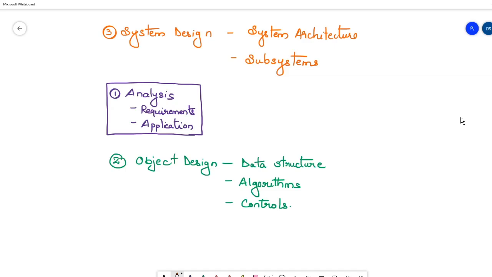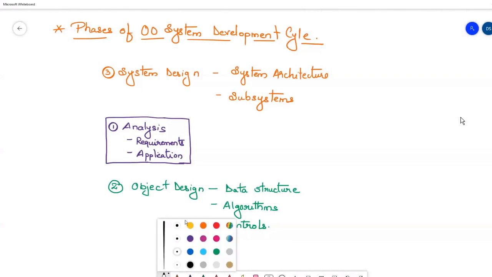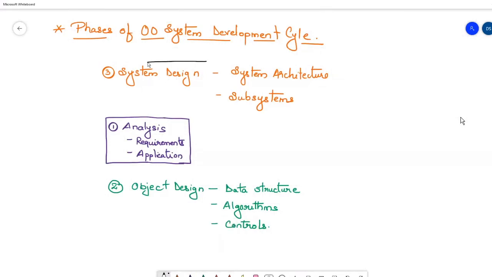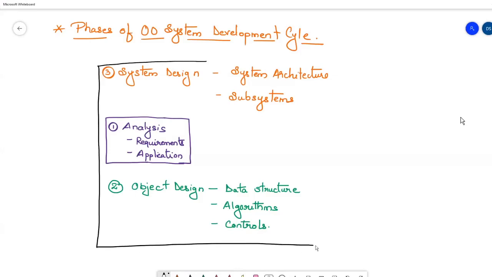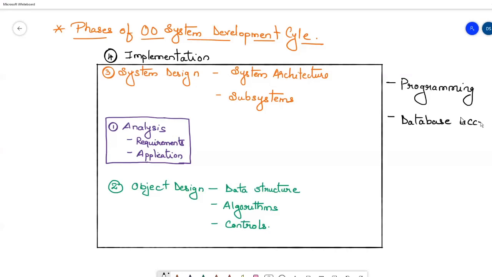Okay, so when these three phases are observed, we have the fourth phase, that is the implementation part. So the fourth one would be implementation. When all these things are ready, now in implementation, it deals with programming, how these things are coded, and the second would be database access. So this would be the development cycle of the object-oriented system.